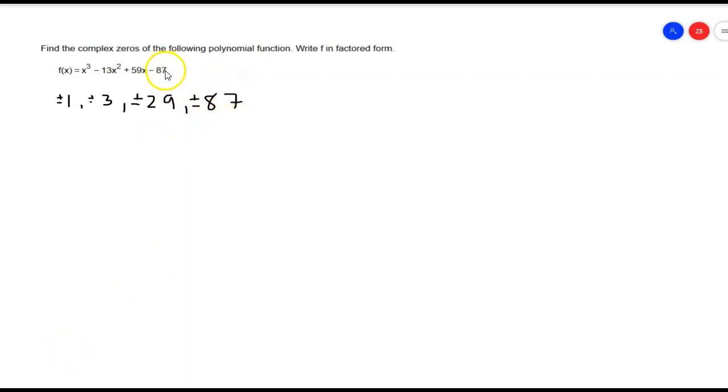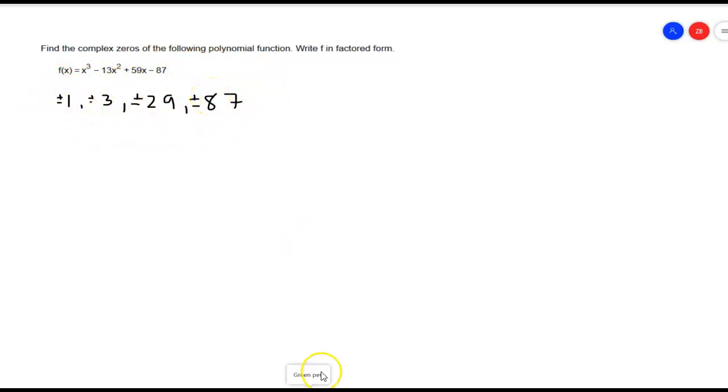Now, this is going to be my factors of my constant. And remember, I'm going to put those all over the factors of the coefficient of my leading term, which is going to be 1. So it's not going to change any of these. But if this was something other than 1, then I would need to divide each one of those by each one of the factors of the leading coefficient. So here are the possible rational real zeros that I'm going to have in this function.